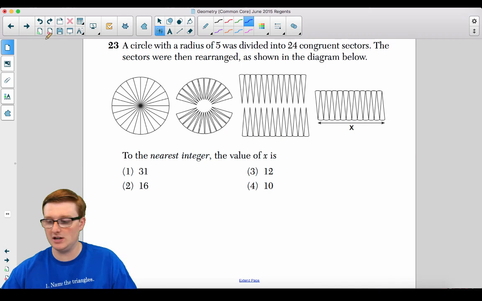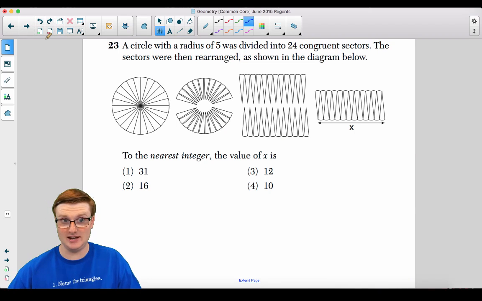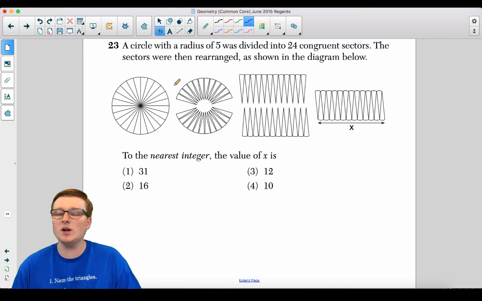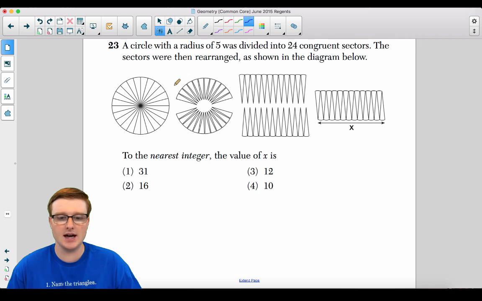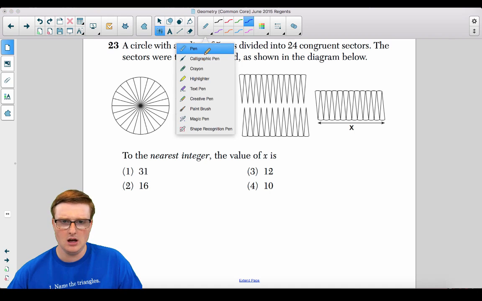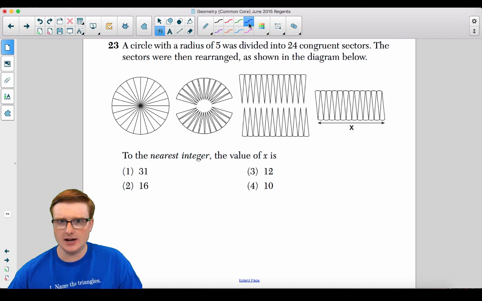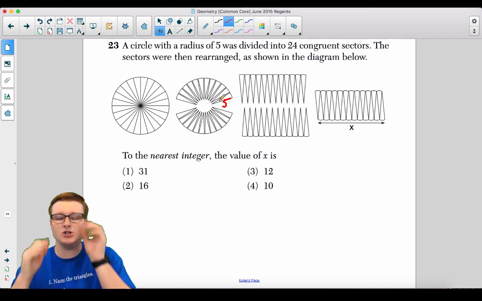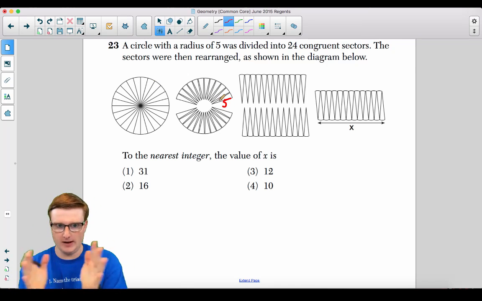All right, question 23. This one was interesting. It says here, a circle with a radius of 5 was divided into 24 congruent sectors. The sectors were then rearranged as shown in the diagram below. To the nearest integer, the value of x is what? So, we need to figure out what's going on here. First of all, it has a radius of 5. Well, I want to talk about what the diagram's showing.